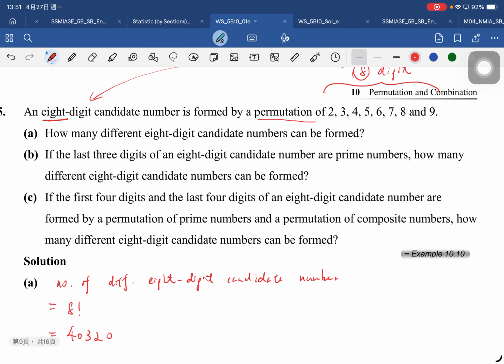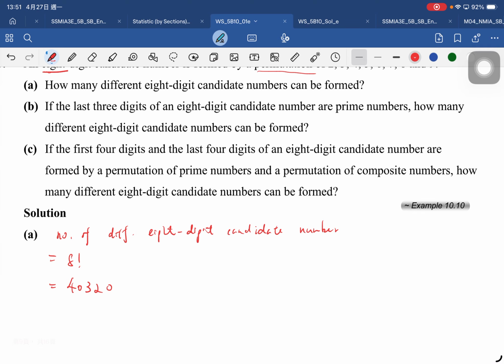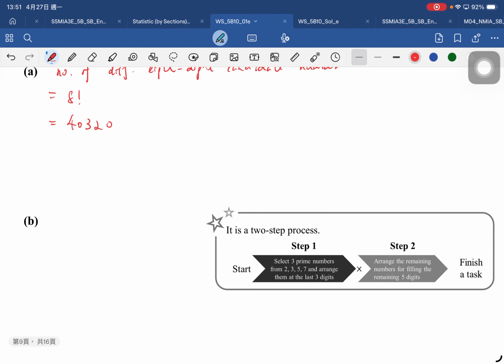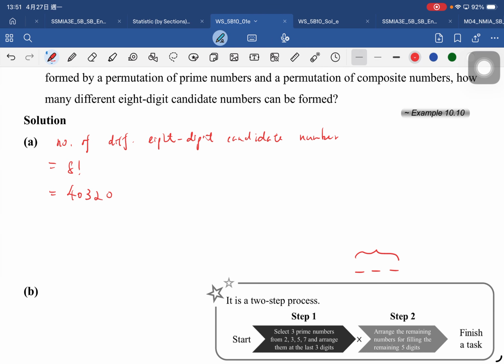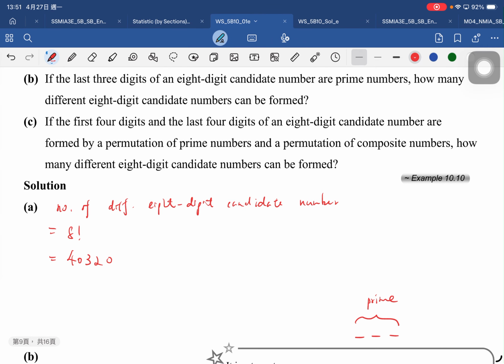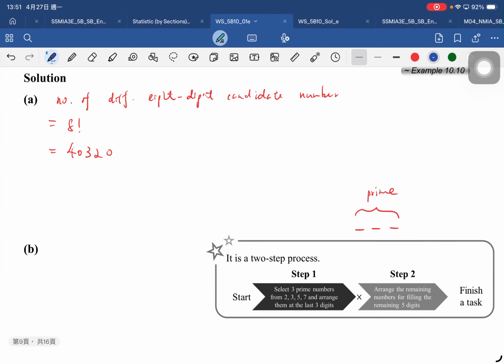If the last 3 digits of the candidate number must be prime numbers. The last 3 digits, part B here. So step 1, you try to select the 3 digits that are the prime numbers, and you place them at the right hand side. And then I would like you to tell me how many 8-digit numbers can be formed. That means the rest of them you place randomly here, the rest. So now you can see there are 2 steps.